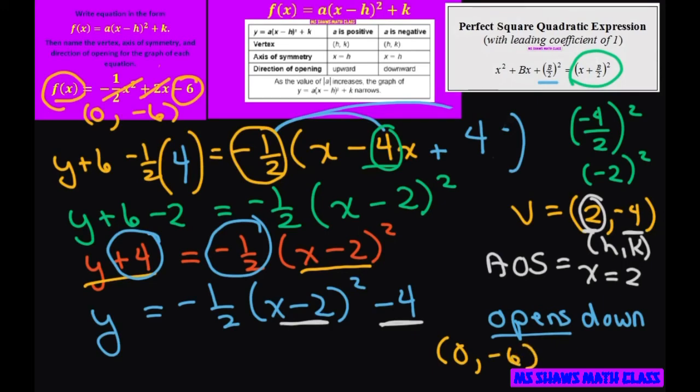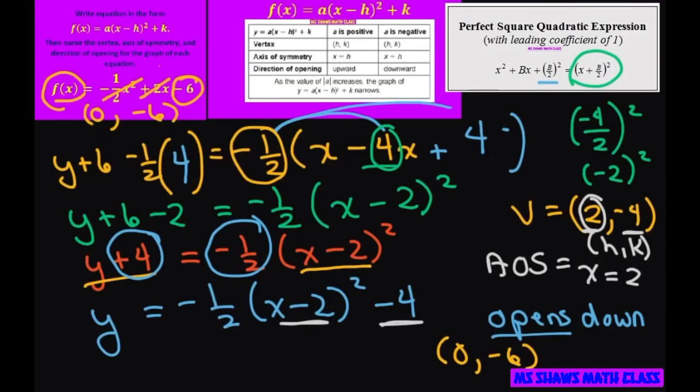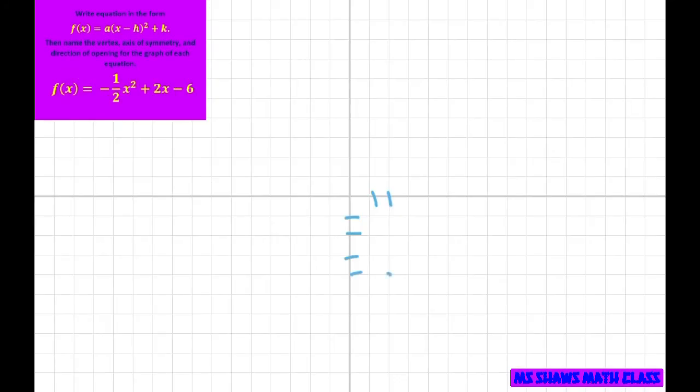So let's graph this. Our vertex was negative... it's positive 2, and then negative 4. Let me make sure about that. It's 2, negative 4. Here's your vertex. Your y-intercept is negative 6. So it goes through this. And the axis of symmetry is x equals 2. So it's symmetric about our axis of symmetry.